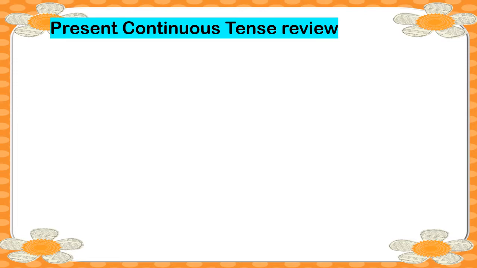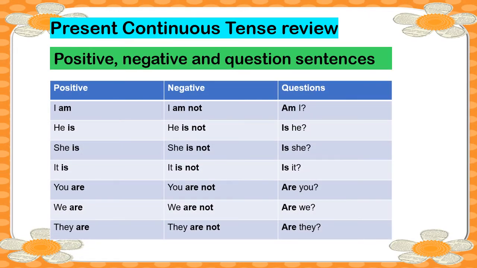Here are some further examples of the positive, negative, and question sentences in the present continuous tense. There you see all the positive ones. I am, he is, she is, it is, you are, we are, and they are. And then when it's negative, the not is added at the end. I am not, he is not, she is not, it is not, you are not, we are not, and they are not. And then again, at the beginning of a question sentence, you now start with the am, is, or are. Am I? Is he? Is it? Are you? Are they?